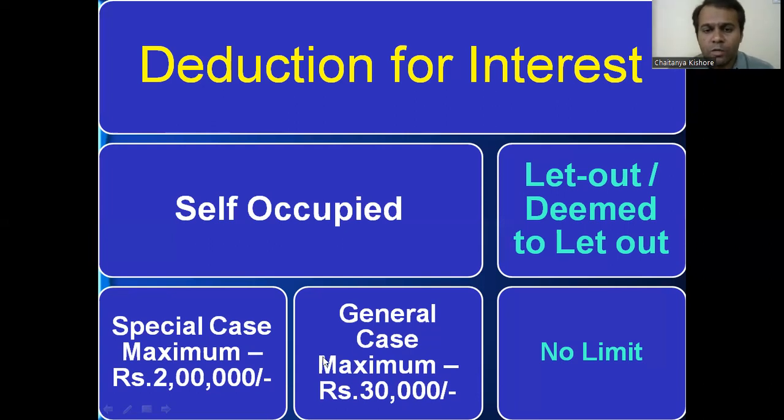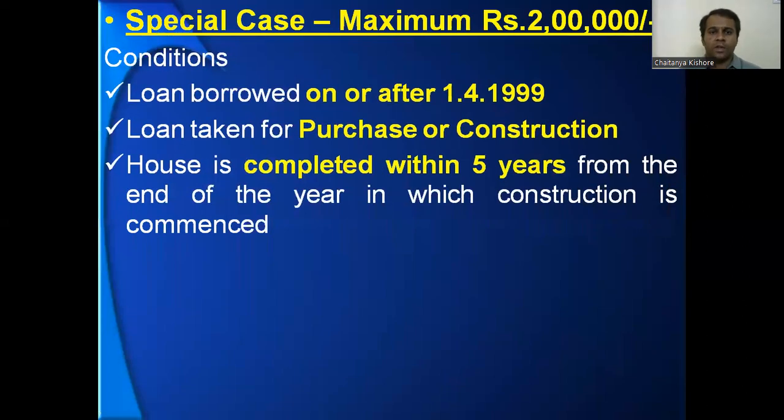So how will I know how much I will get, whether it's 2 lakhs or 30,000? We have some conditions. In order to get the special case, we have 3 conditions to be satisfied. If you satisfy all the 3 conditions, section 24 says you can claim a maximum of 2 lakhs. If you do not satisfy any of the conditions, you still get the benefit, but only 30,000. The first condition is the loan should be taken on or after 1-4-1999, and the purpose of the loan is purchase or construction.